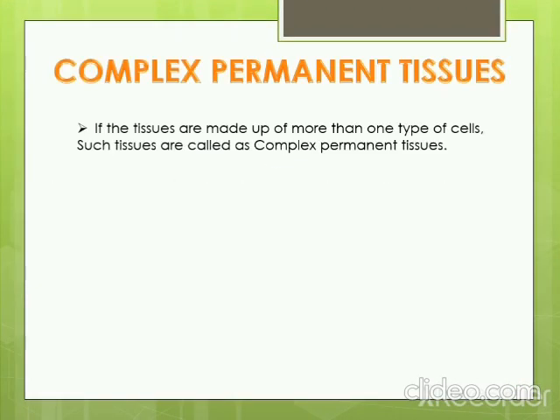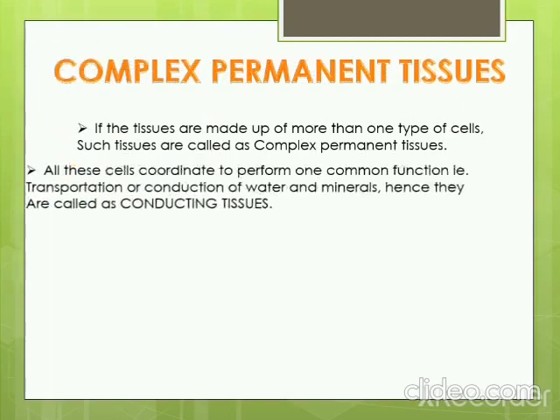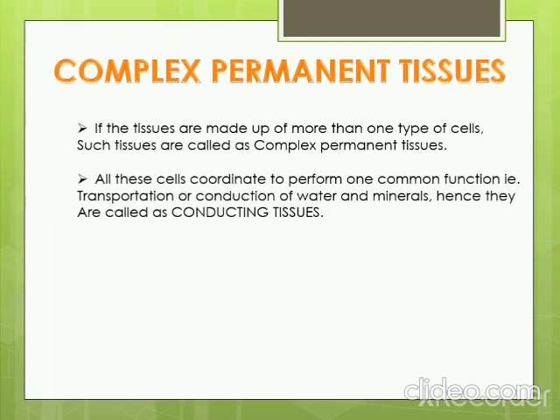Next we go on to the complex permanent tissue. So what is complex permanent tissue? If the tissues are made up of more than one type of cells, such tissues are called complex permanent tissues. What is the main role of the complex permanent tissues in plants? They are conducting tissues. They are involved in the main function of transportation or conduction of water and minerals. They all coordinate together and help in conduction of these substances.